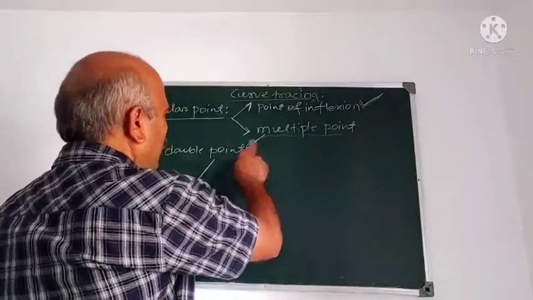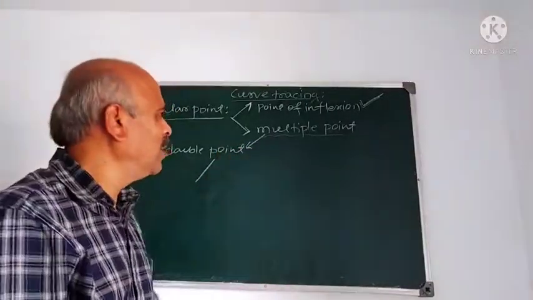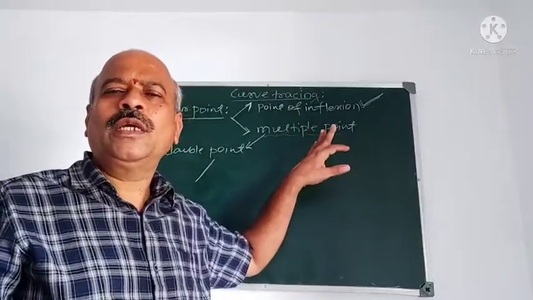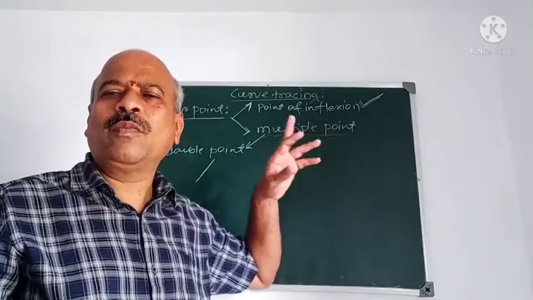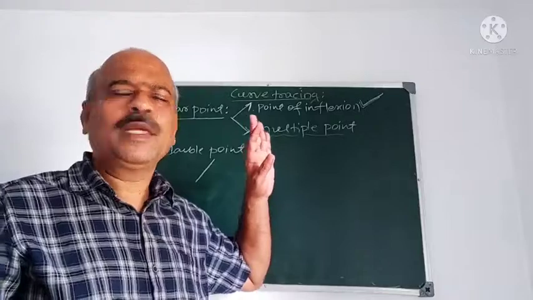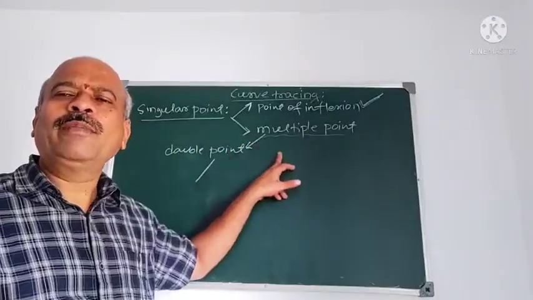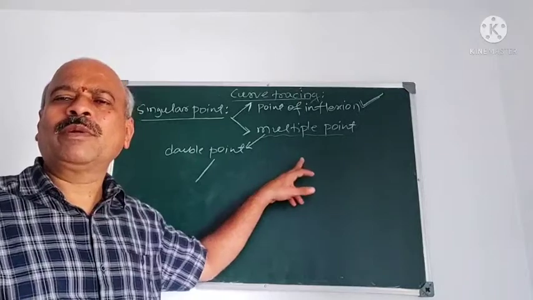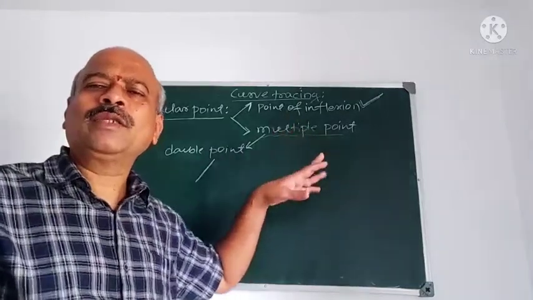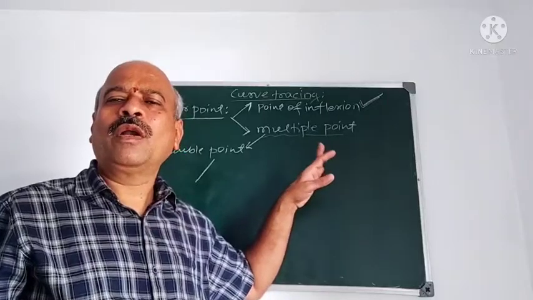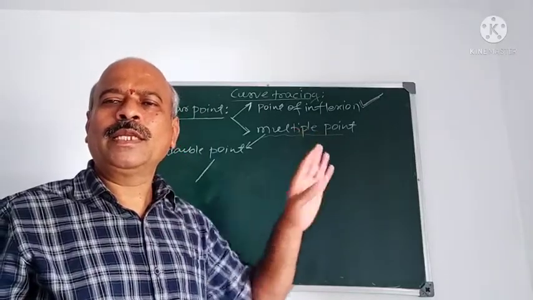Triple point. Double point. What is a multiple point? A multiple point means a point through which more than one branch of the curve passes. Suppose two branches pass through a point, that is called a double point. Three branches pass through a point, that is called a triple point. Suppose r branches of the curve pass through the point, then it is called a multiple point of order r. I think the definition is clear.